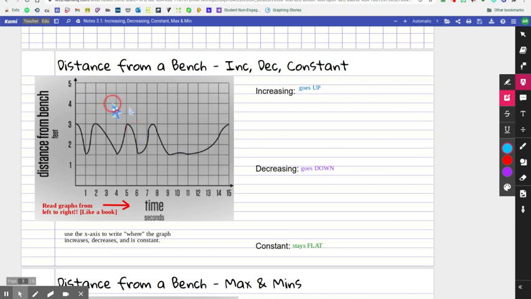All right, so we're going to go through and we're going to highlight where it's decreasing first. And the reason I'm going to highlight where it's decreasing first is the first part of my graph, he took that barbell down, right? So it was decreasing.